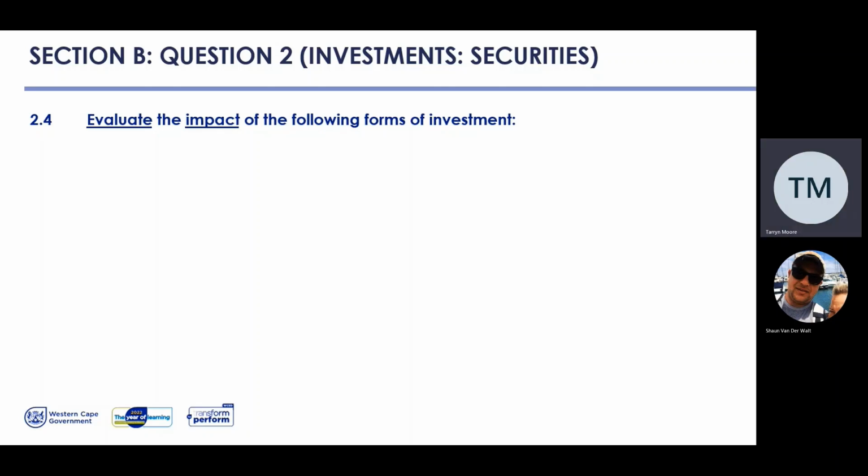We're moving on to question 2.4. Before we start 2.4, I would like to just stop and take a bit of a breath in terms of making sure that you don't confuse a fixed deposit with an RSA retail savings bond or a unit trust as a form of investment. When distinguishing between an RSA retail savings bond and a unit trust, we focus on the minimum amounts required to invest.